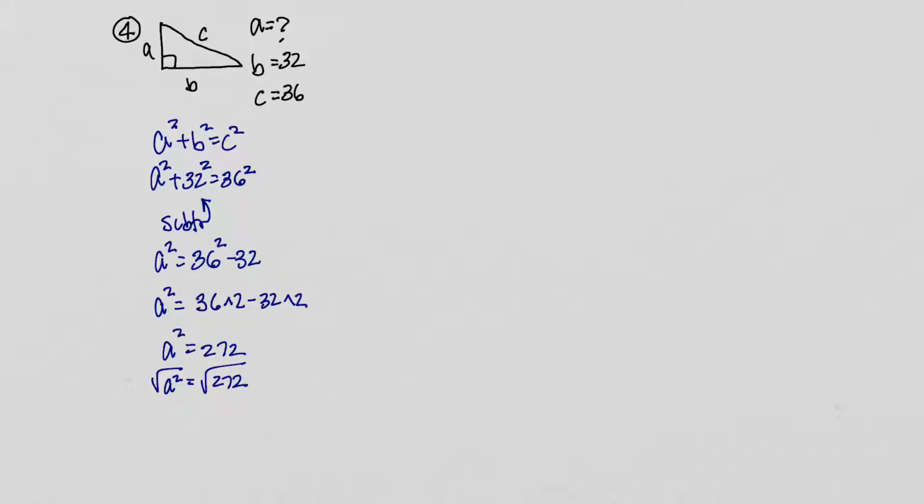Square root of a squared is a, because a is positive, and the square root of 272, I'm getting 16.492... But if we round to the nearest tenth, we're going to say here that a is equal to 16.5.